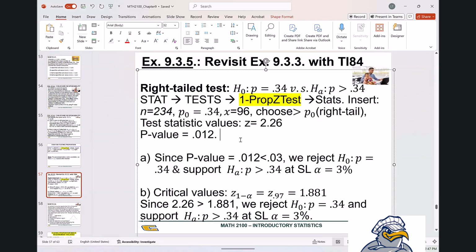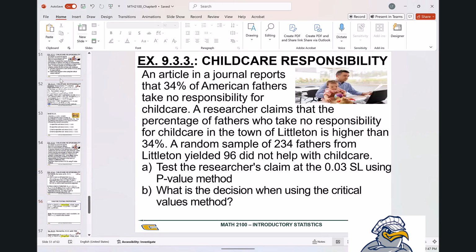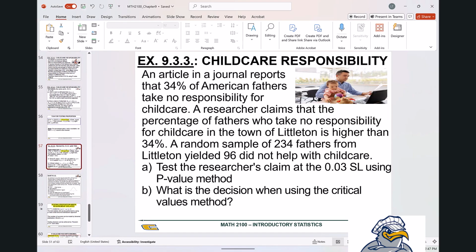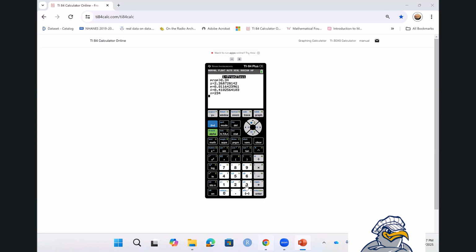And here, if you look at the p-value method for the 9.3, because in 9.3 we have two questions: use the p-value method first, and then use the critical value. So when you use the p-value method, your life is easy, because your calculator already gives you this.